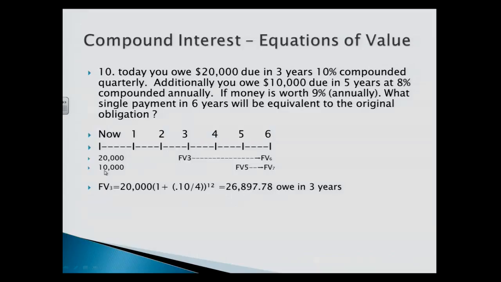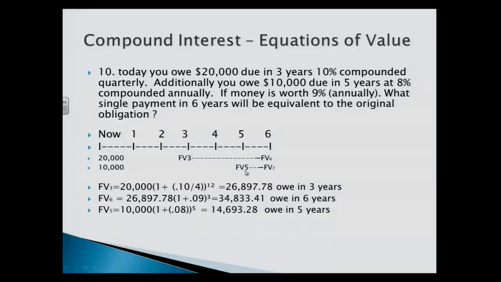Additionally, I have $10,000 that I owe in 5 years. So let's find that future value. Nope. I'm going to take a step back. We're going to pay it off in 6 years. So I'm going to take my $20,000, which at 3 years turned into $26,897.78. I'm going to find its value at 6 years. So 1, 2, 3 more years, but now it's compounded annually. So this $26,897.78 at 6 years is worth $34,833.41. So $20,000 now is, in 6 years, $34,833.41.